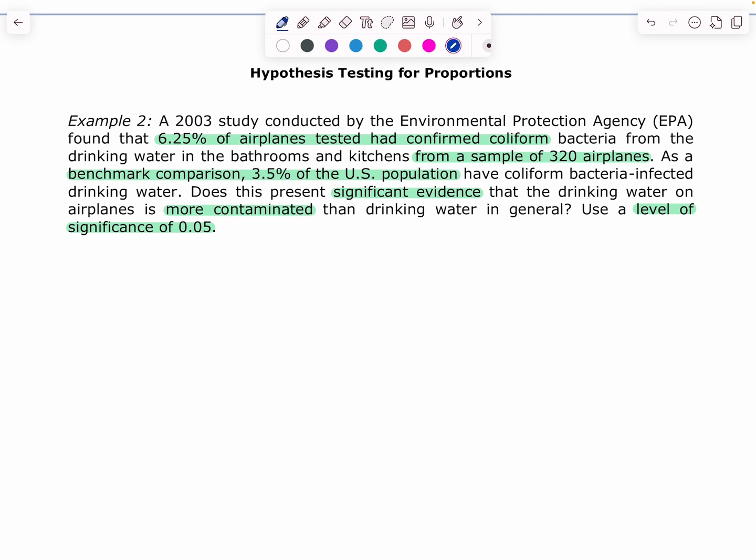So now on the side here, I'm going to write P, N, X, alpha, and actually I'm also going to write P hat. For this one, I'm going to start with the thing that I know for sure. I know N is 320. That one is easy to identify. I also know that alpha is 0.05.